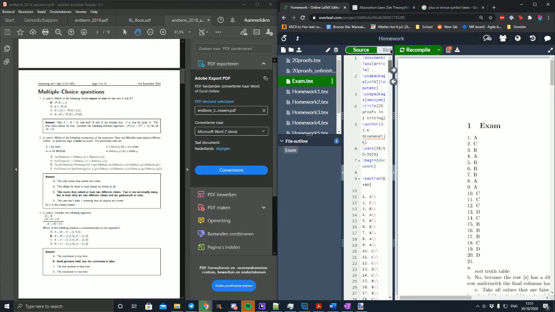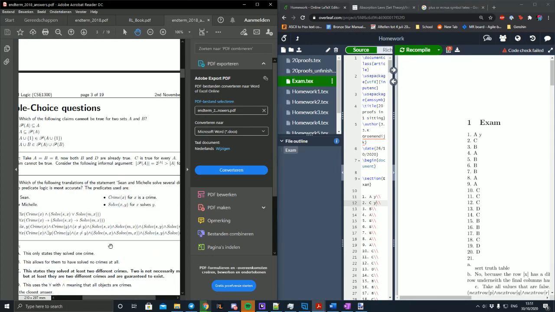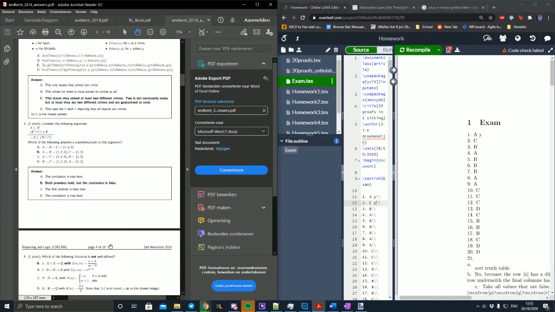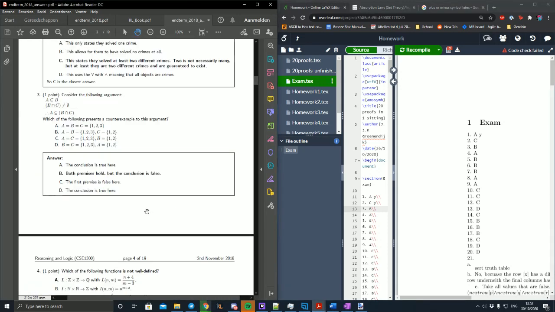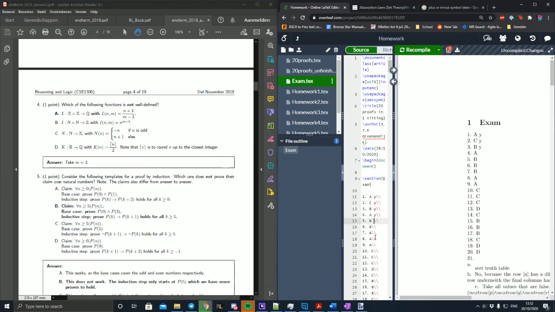We scroll up. A, that is correct. C, correct. Let me zoom in a bit more. Oh, zoom in a bit more. Yeah, I don't think we can zoom in more than this. You can do that thing to the side in the PDF viewer. Good point. Then B is correct. A is correct. B is correct.